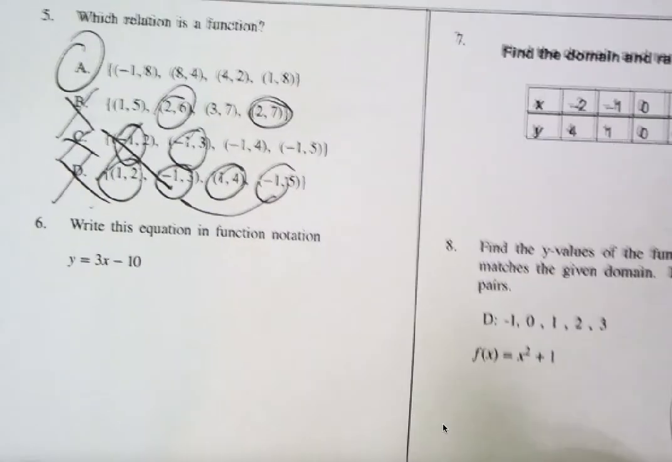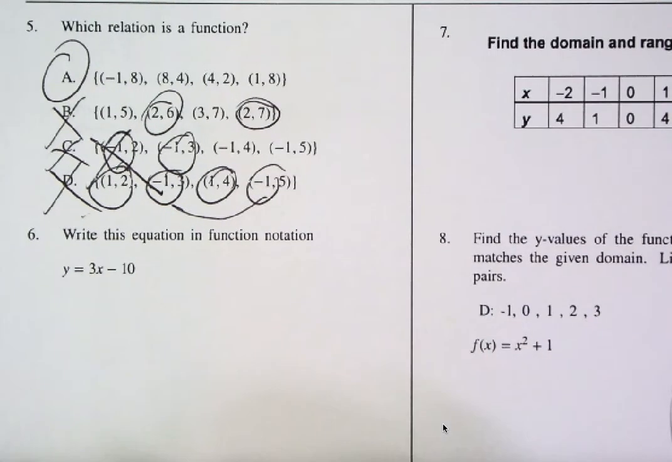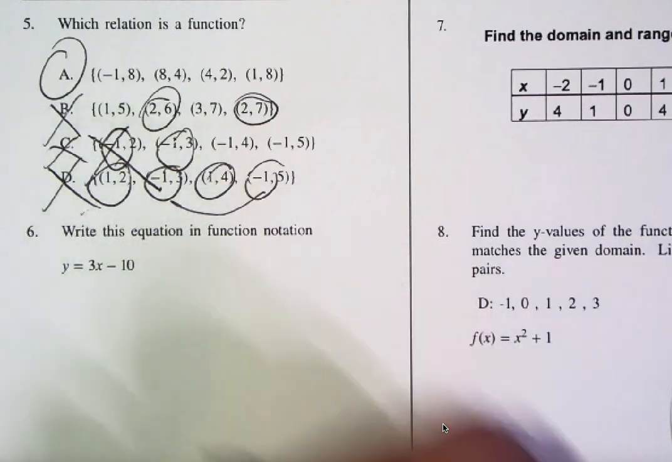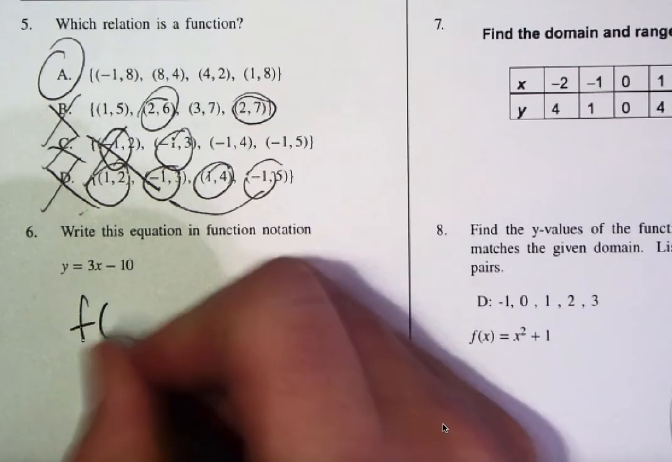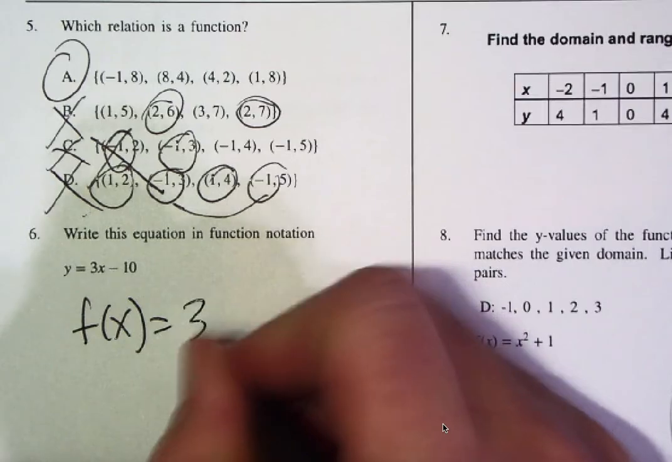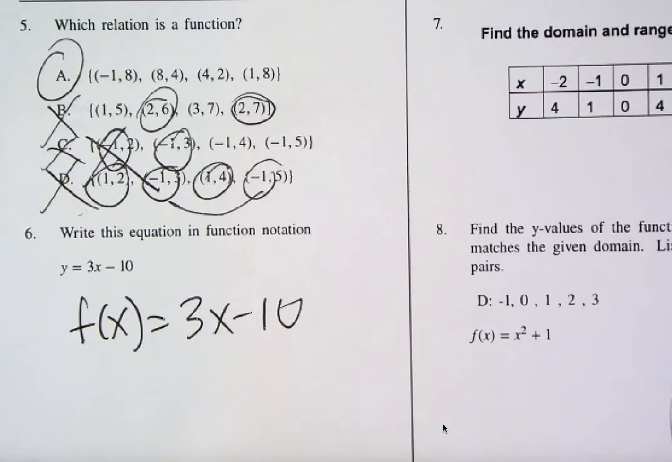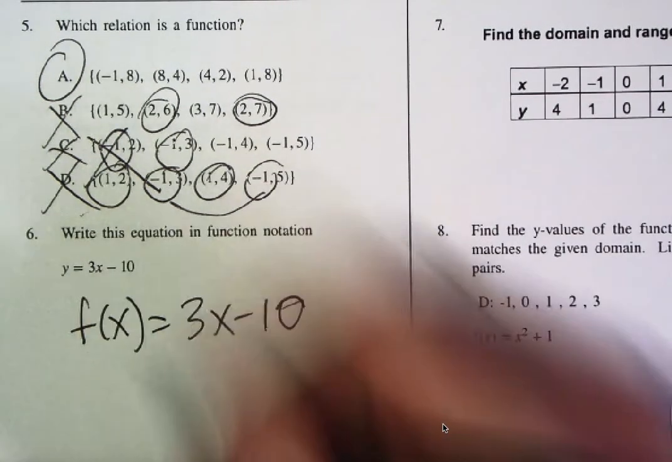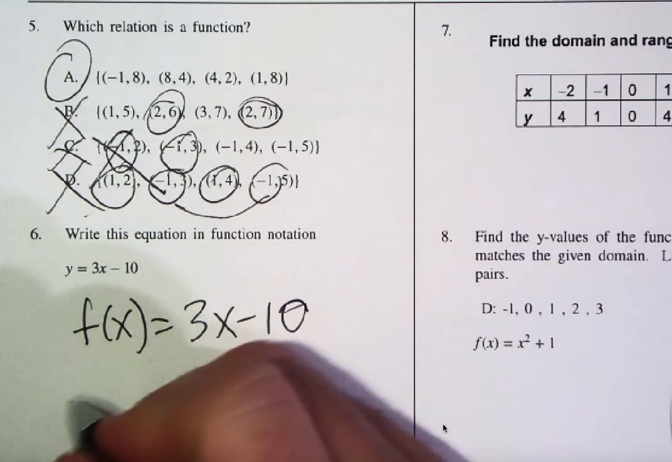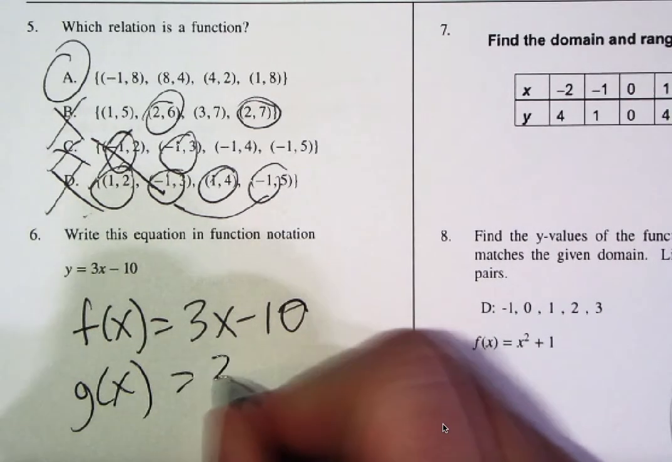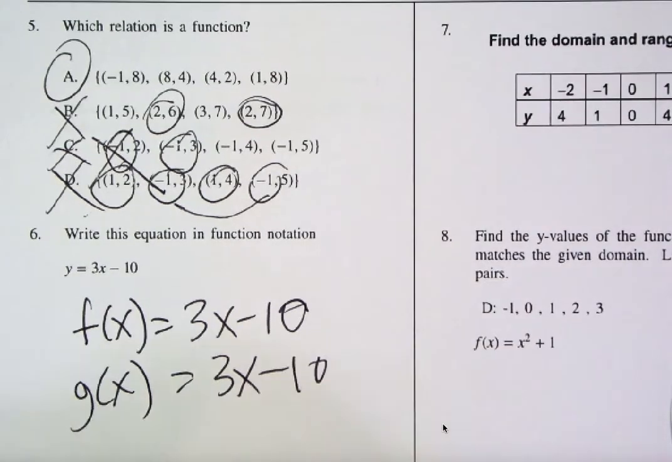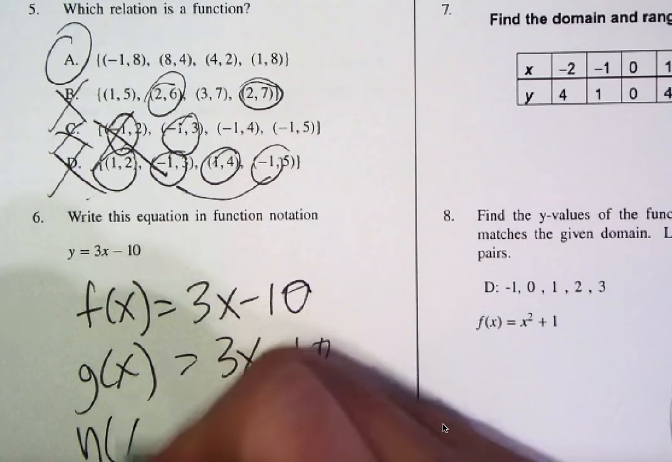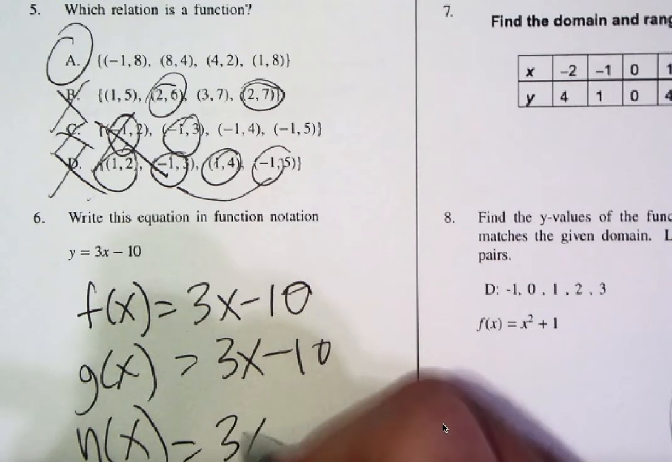Number 6, I thought was super easy. Function notation is f of x or g of x. So if I want to write y equals 3x minus 10 in function notation, I just switch out y with f of x. No work to be done. y is the same as function of x. You could have said g of x equals 3x minus 10. Whatever you want. Remember, the letter in front, or whatever you write in the front, is the name of the function.